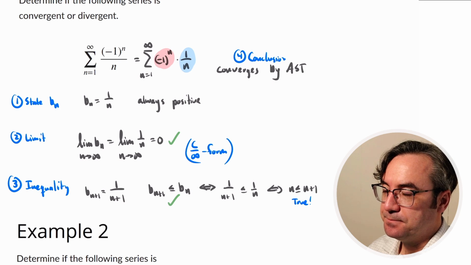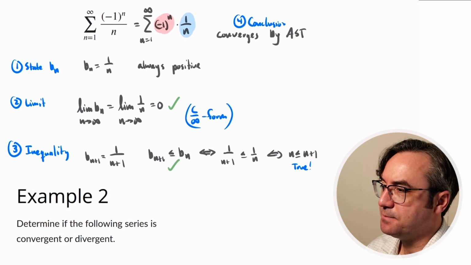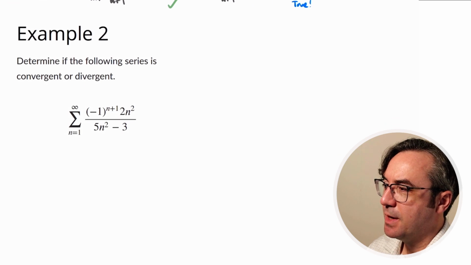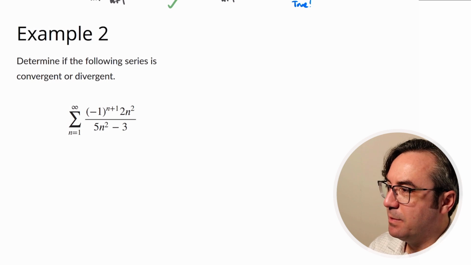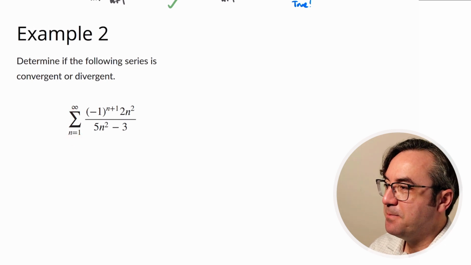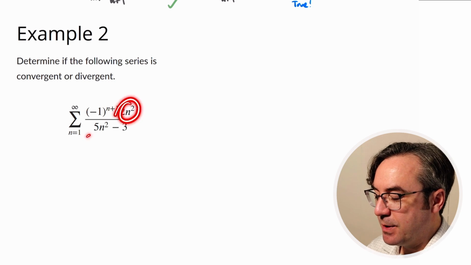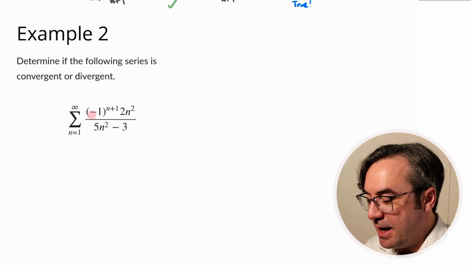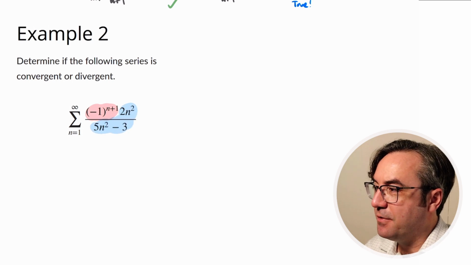All right. Let's try another one. Let's look at example 2. And, whoa, a little bit more going on here. We've got the sum from n equals 1 to infinity of negative 1 raised to the n plus 1, times 2n squared over 5n squared minus 3. So again, it helps to rewrite this and separate off all the pieces.